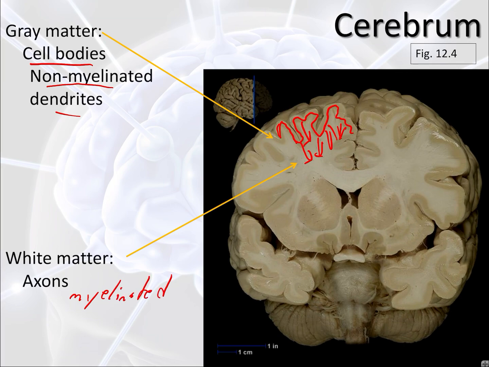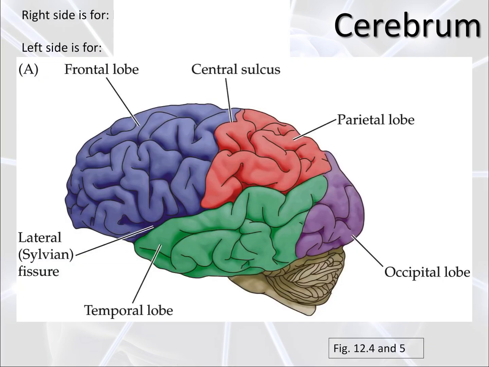Those are myelinated with lipids, and lipids are typically white. That's why white matter is axons. Okay, so when we look at the cerebrum, it is split into right and left. So the right side is typically going to be going to the left side of the body, and the left side is typically going to be going to the right side of the body. That's because there's always a crossover point, and that crossover point typically happens in the spinal cord, not up in the brain, actually. We'll see that more when we look at the spinal cord.